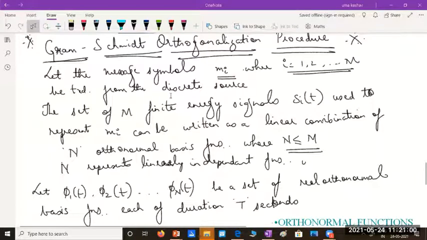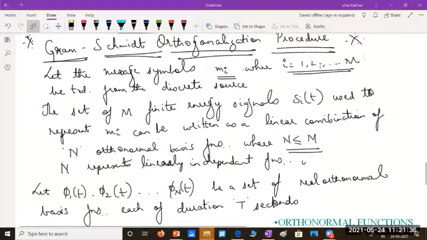Let's just continue the derivation of this Gram-Schmidt orthogonalization procedure. So we considered there will be capital M message signals. Each of them is denoted as Mi, where i ranges from 1 to M. And these are the signals which will be transmitted from the discrete source. Then we have Si of t to be the signals representing each individual message. So Mi represents the messages coming from a discrete source.